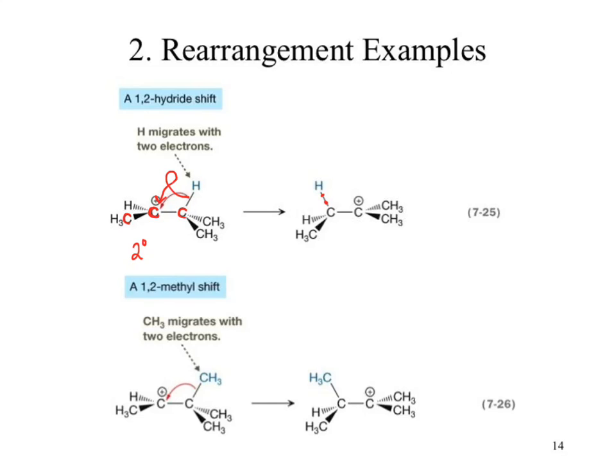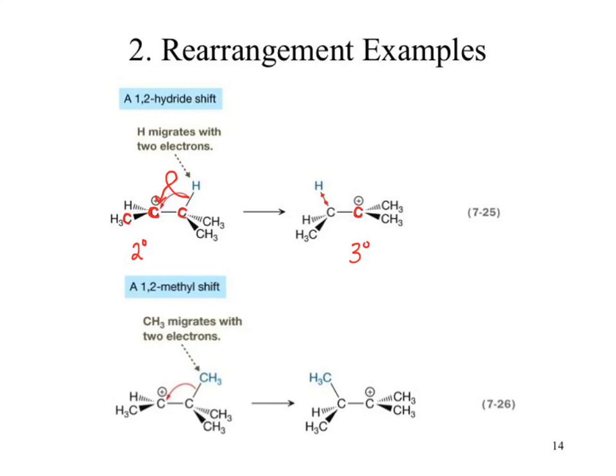That carbon started positive, but it's now gained an electron, so it's now neutral. What happened to the other carbon? It's now positively charged. What type of carbocation is that one? Tertiary. That is now tertiary. Which is more stable, secondary or tertiary? Tertiary. That's why the shift occurs, because you end up forming a more stable intermediate. Everything's striving for that stability issue.